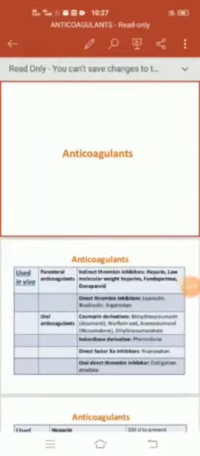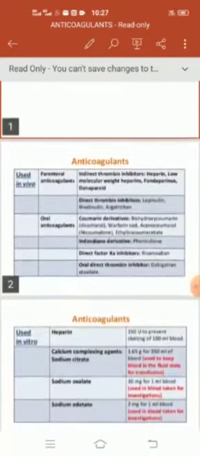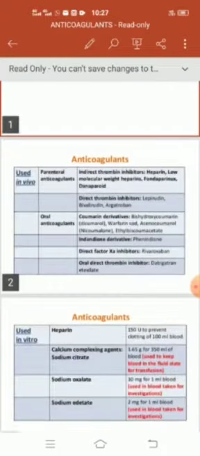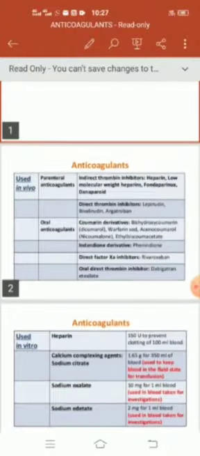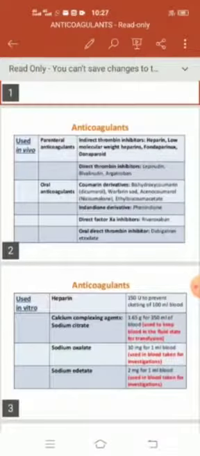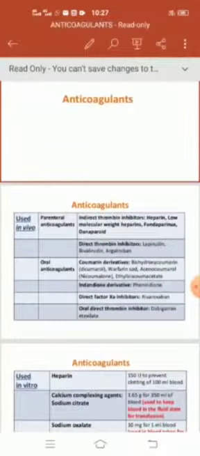So, dear students, I'll be taking a class on anticoagulants. Anticoagulants prevent the coagulation of the blood. The two main categories are the drugs that are used in vivo and the drugs that are used in vitro. The in vivo drugs can be classified as the parenteral anticoagulants and the oral anticoagulants. Coming to the parenteral anticoagulants, they are indirect thrombin inhibitors.